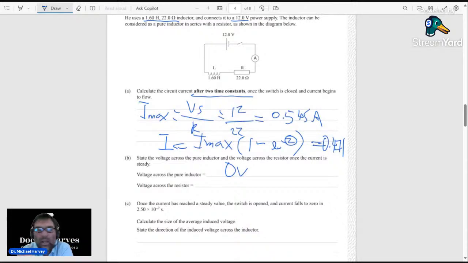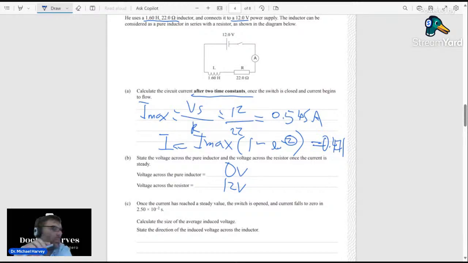And the voltage across the resistor, therefore, well, you've started up with 12 volts, so it must be 12 volts, because the sum of the voltages in the circuit has to equal 12. So if the inductor is 0, then I don't have to do a calculation for that. If it's 0 volts across the inductor, then it must be 12.